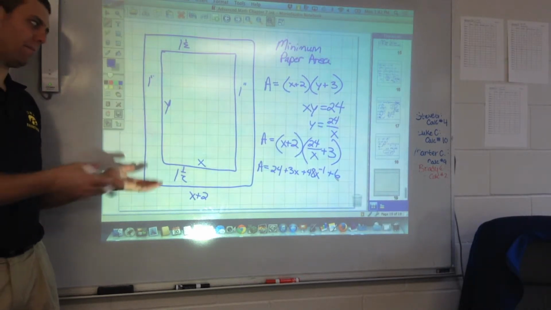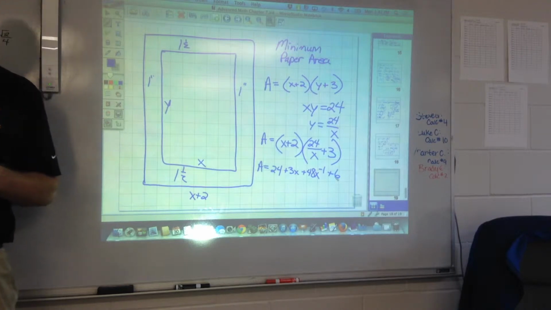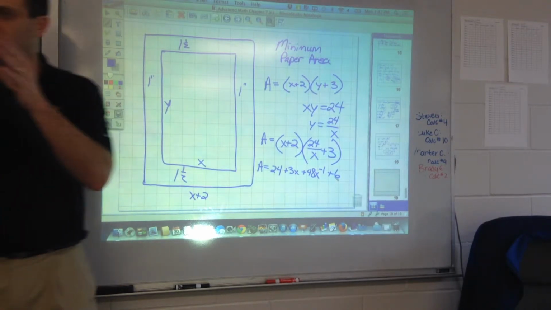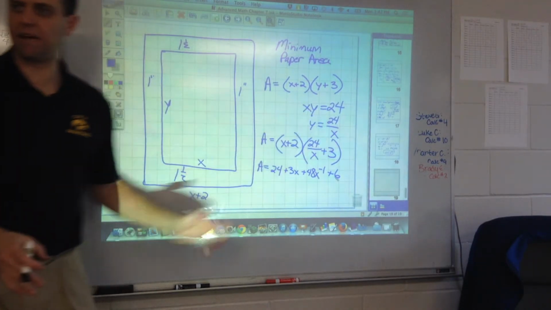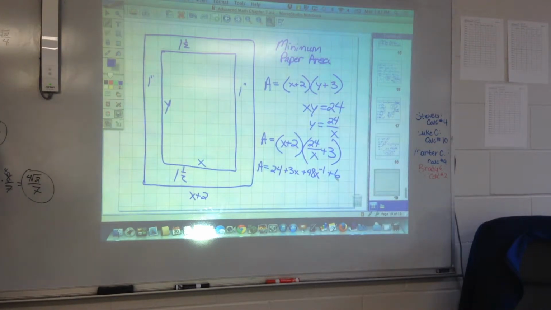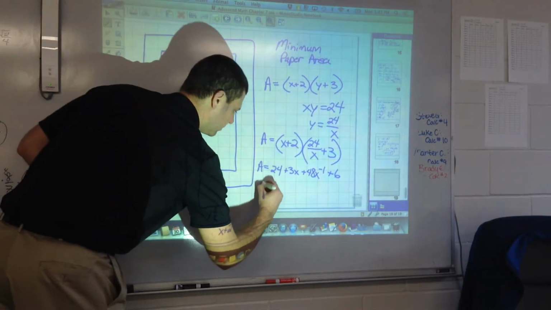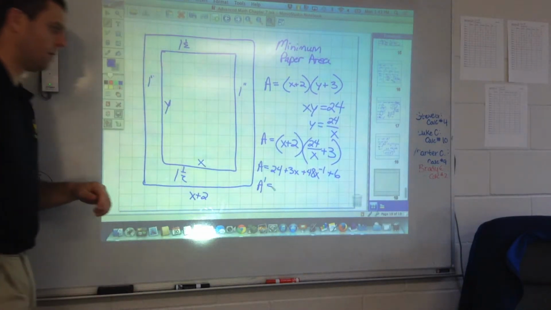When I look at it, I think foiling it will make it a little bit easier, so I can just find the derivative of each individual term. It is definitely going to be much easier, in my opinion, right, to take the derivative of that instead. So ignore the 6 and the 24, and you get 3 plus negative 48x to the negative second.